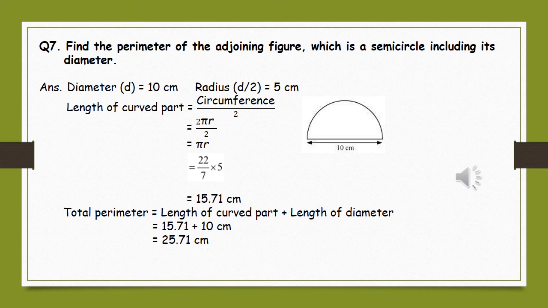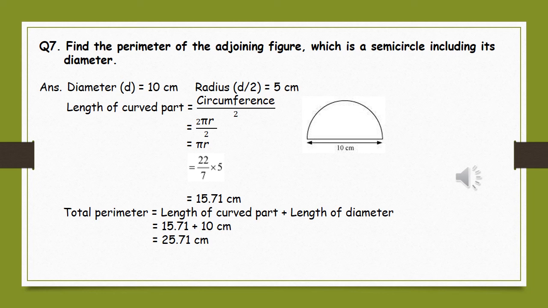In sum number 7, we are required to find the perimeter of the adjoining figure, which is a semicircle including its diameter. Now here the diameter of the semicircle is given as 10 centimeter. So if we divide the diameter by 2, we will get radius as 5 centimeter.